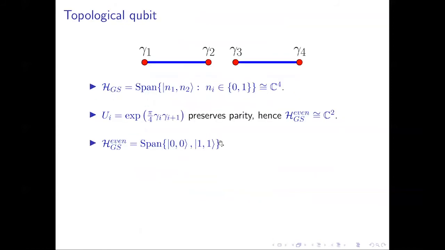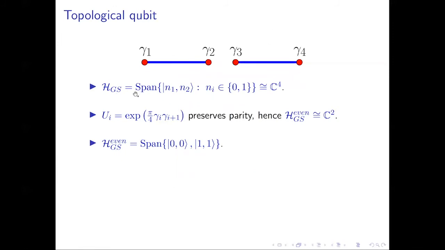Okay, so now let's see how to realize a qubit. To have a qubit, we need two chains, two topological regions that are, of course, separated. Each of them carries one zero energy mode. So this would have D1 and this would have D2.